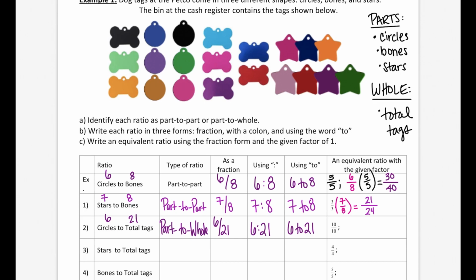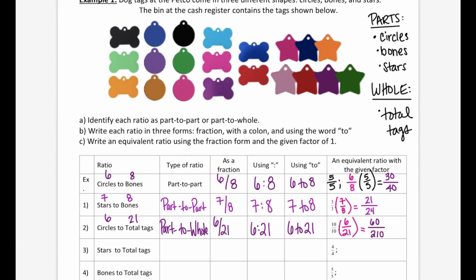Now, what if there were 10 times as many circles? Well, there would have to be 10 times as many tags. So we take our 10/10 and multiply it by our fraction, 6 to 21. Simplify that. 10 times 6 is 60. 10 times 21, 210.